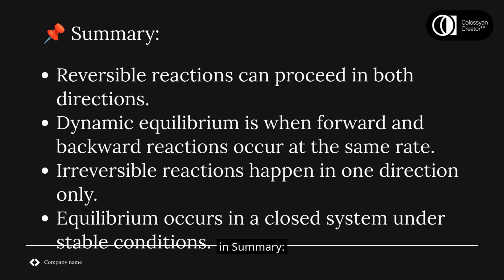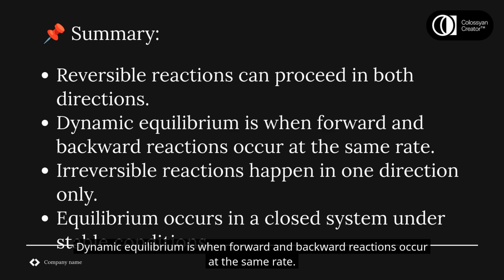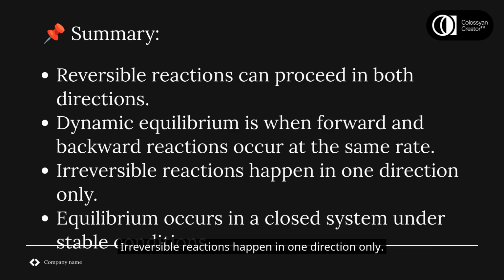In summary, reversible reactions can proceed in both directions. Dynamic equilibrium is when forward and backward reactions occur at the same rate. Irreversible reactions happen in one direction only. Equilibrium occurs in a closed system under stable conditions. I hope everything was clear and easy to understand.